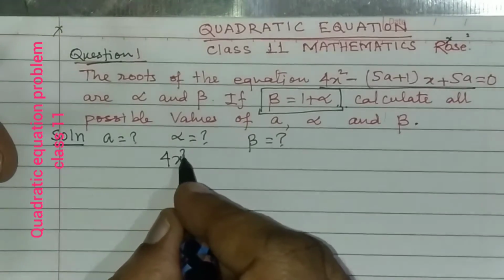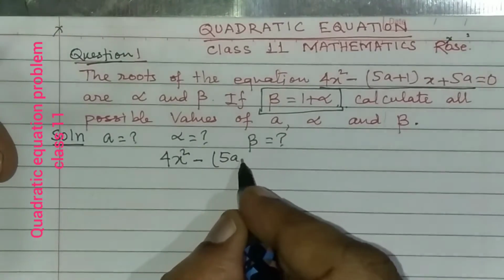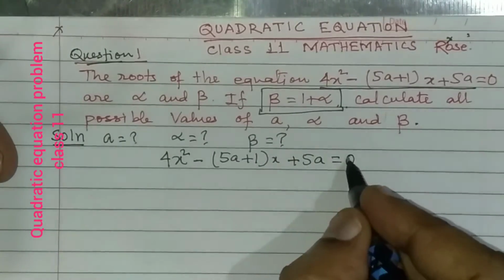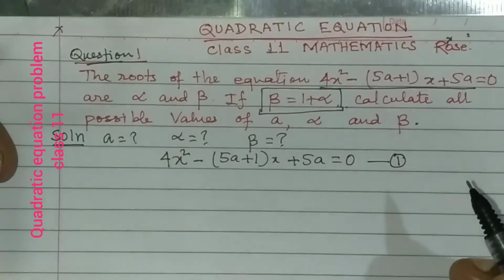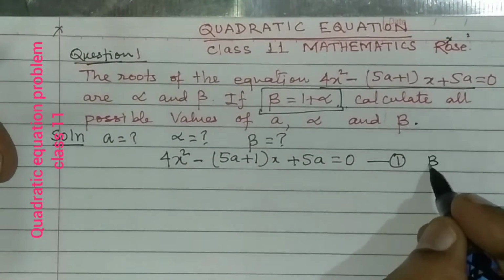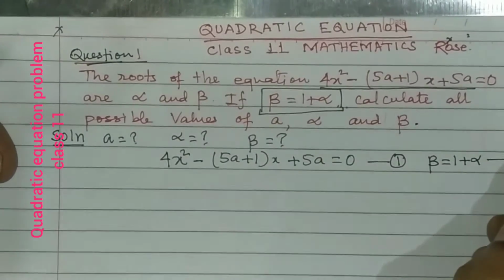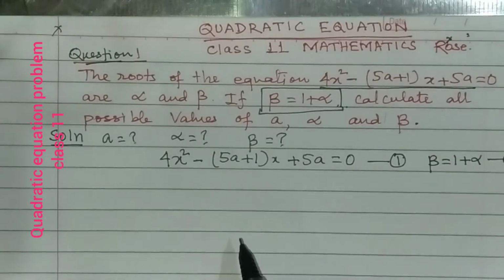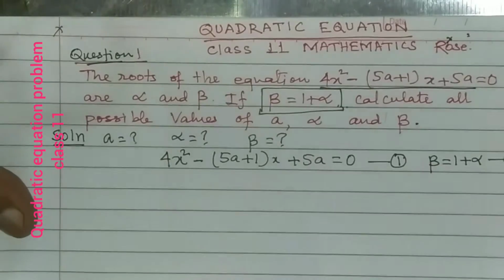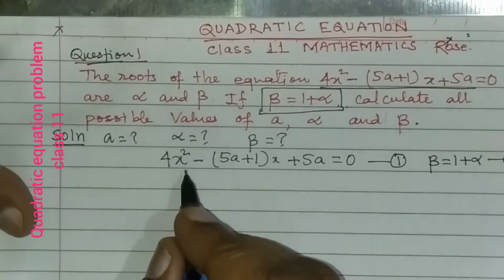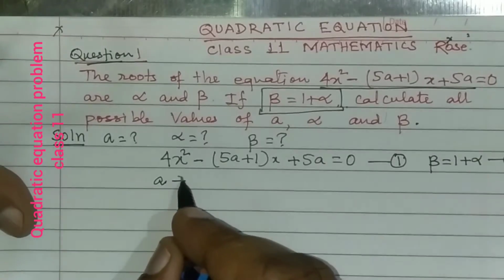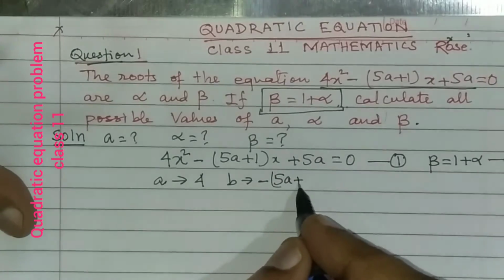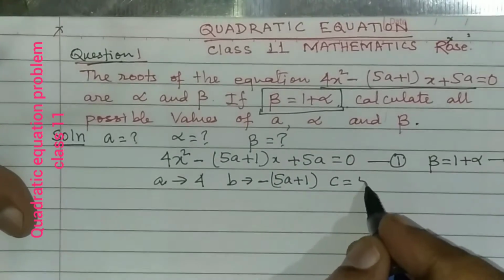इक्वेशन हमें लिख रहा है 4x स्क्वायर माइनस (5a प्लस 1) इंटू एक्स प्लस 5a is equal to 0. This is the quadratic equation given in the question, and beta is equal to 1 plus alpha. This is the second equation given in the question, which is the relation between alpha and beta. Now as you know, in a quadratic equation, if we compare with the standard form, here a is equal to 4 and b is equal to minus (5a plus 1) and c is equal to 5a.